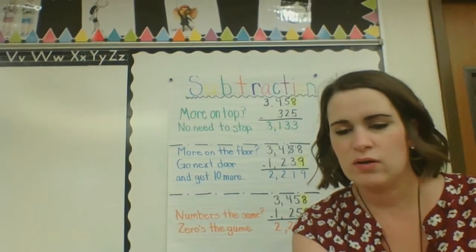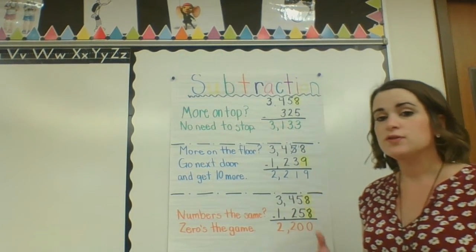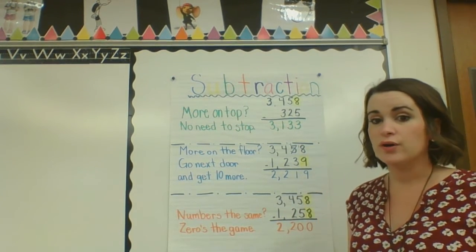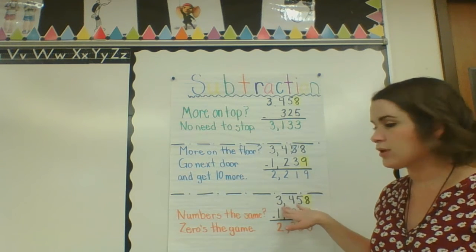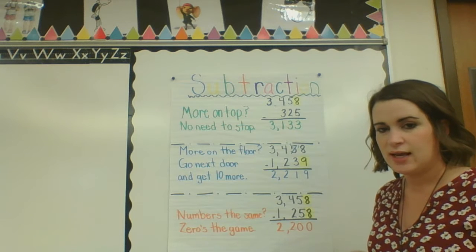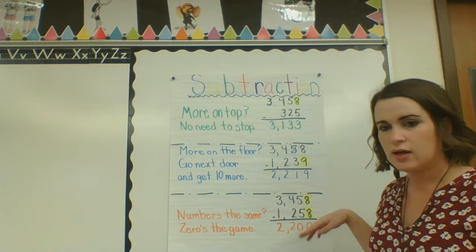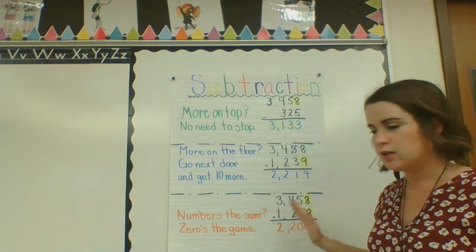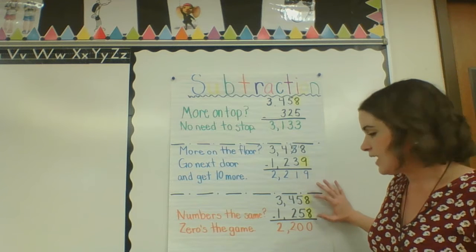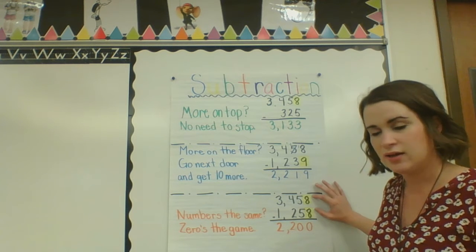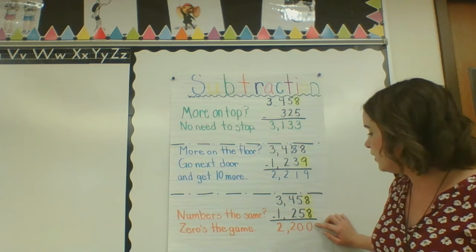So now let's talk about if you have two numbers that are the same. So if you have two numbers that are same, 0 is the game. That's the last part. So now I have that same number, 3,458, and I'm subtracting 1,258 from it. So again, we're going to start in the digits all the way to the right in the ones column. I have the same numbers on top, 8 and 8. So if I subtract 8 from 8, I get 0.